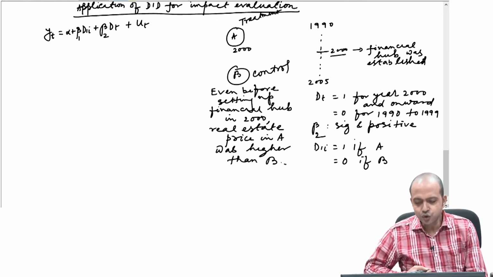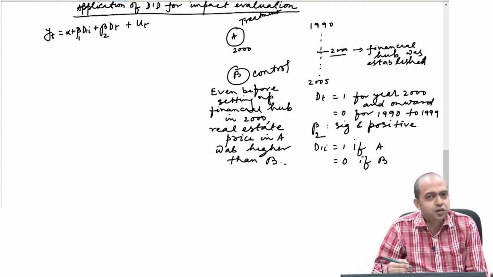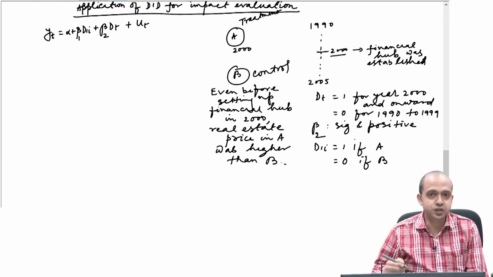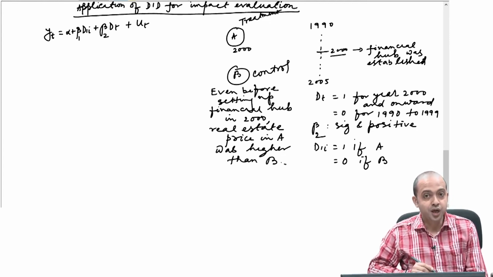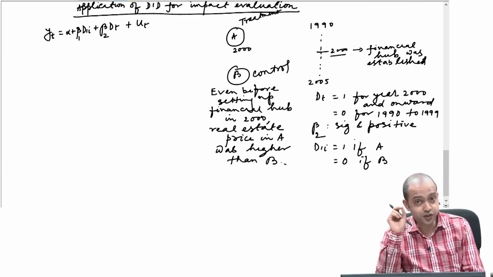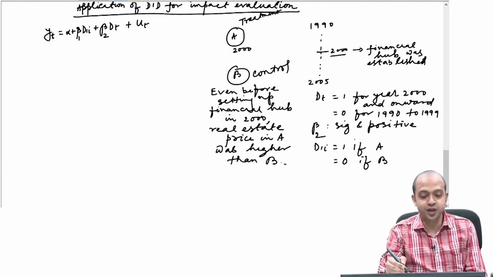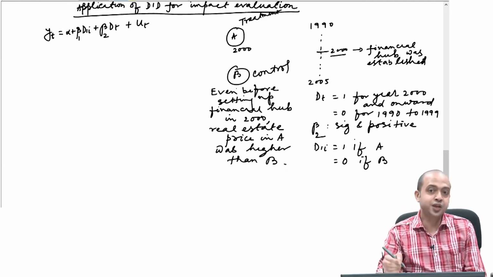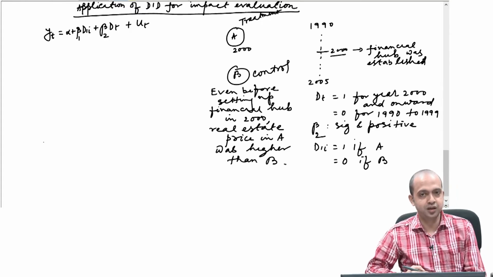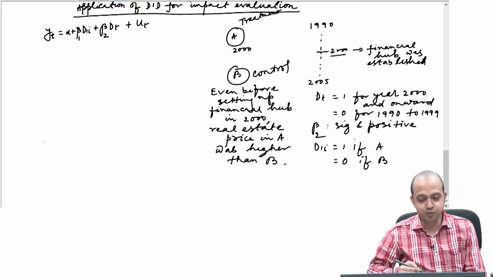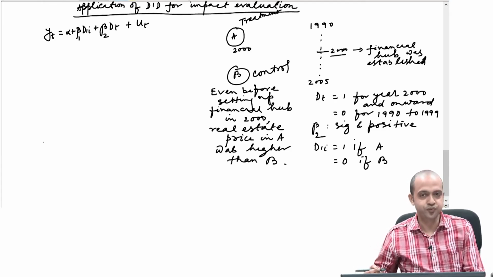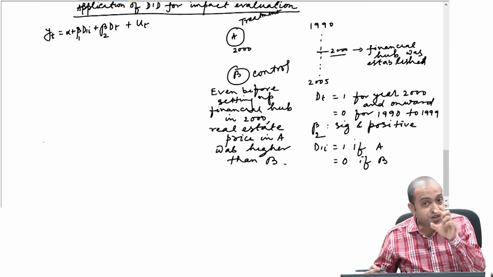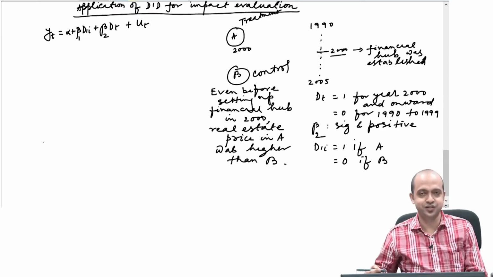Okay. So, if that is the case, I cannot say that it is because of setting up the financial hub that the real estate price in A is higher than the real estate price in B. So what you have to do is first estimate the difference in the real estate price between A and B in the pre-financial hub setting, that means pre 2000 and post 2000, and then we have to see whether there is a change in the difference in difference.